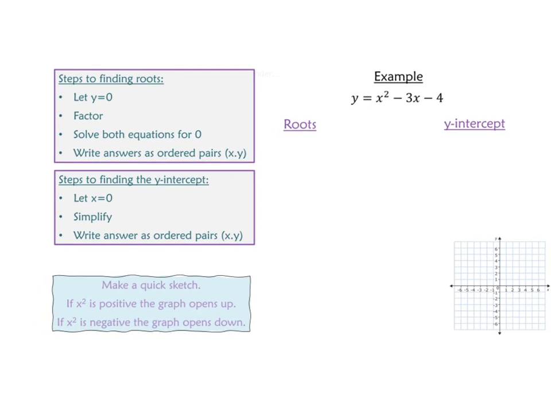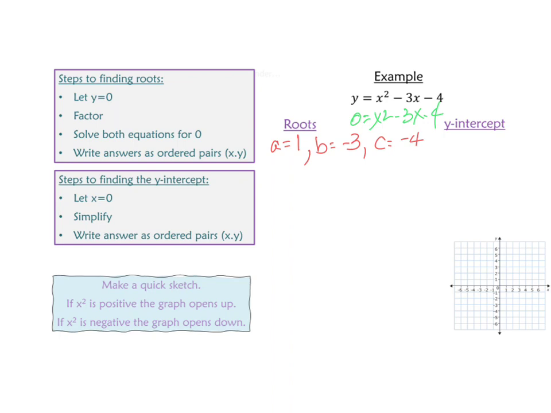Here's another example. y equals x squared minus 3x minus 4. And we're going to let 0 equal y. Zero equals x squared minus 3x minus 4. We need to remember that our a is what if there's nothing in front of the x squared? It's a 1. Our b is negative 3, and our c is negative 4.